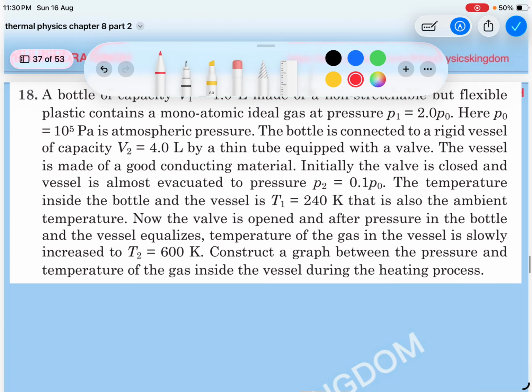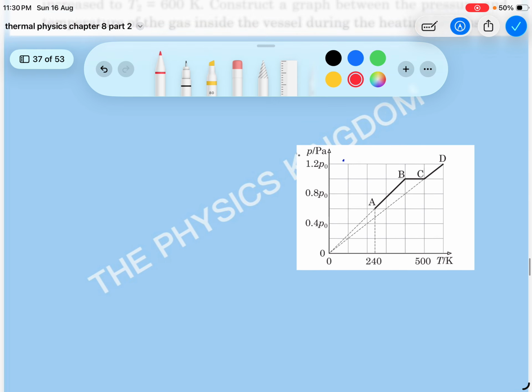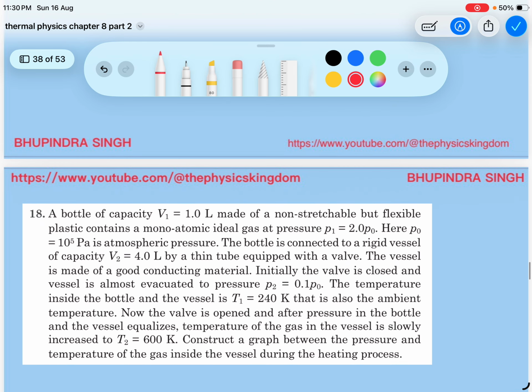So basically we need to draw a graph. The graph is given like this. Now let's see this question in detail. A bottle of capacity 1 liter made of a non-stretchable but flexible plastic, means what? Just like a plastic carry bag we have, if you fill air, then it can expand up to a limit, after that it becomes unstretchable. So like that only.